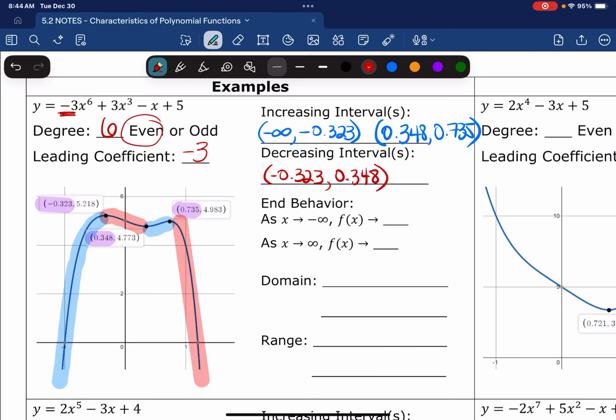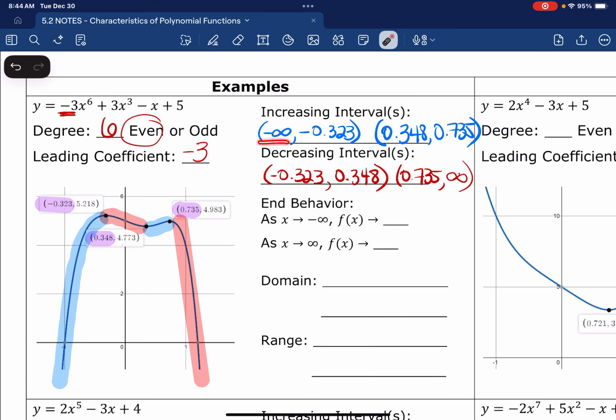So what x values, where is it happening based on my x values? So from 0.735 all the way to the x value of positive infinity. Okay, so you should start with a negative infinity, finish with a positive infinity, because again, x values go from left to right. So let's talk about our end behavior.